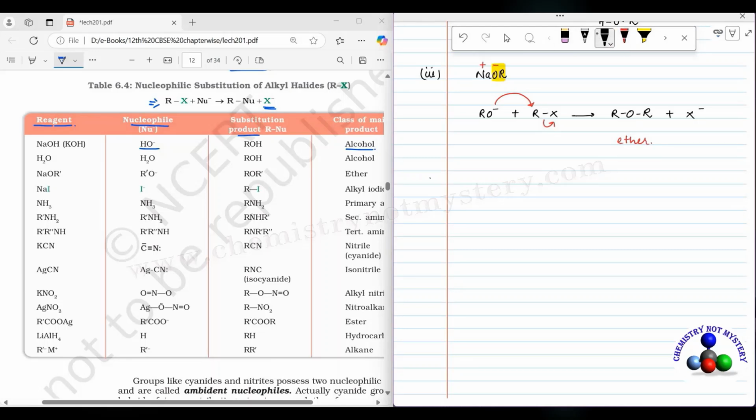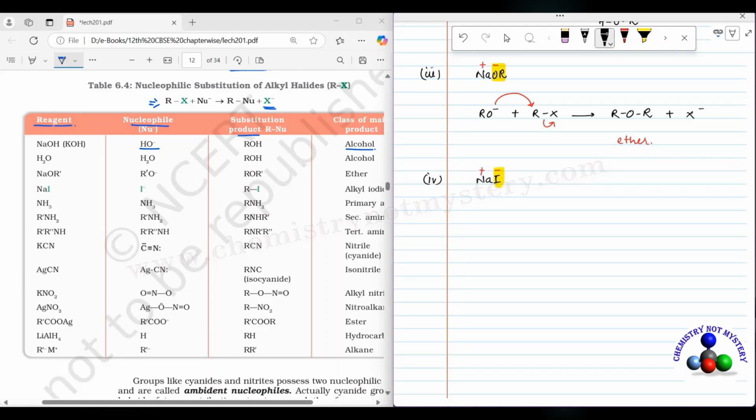Now come to the next reagent. The next reagent is NaI. This is NaI. Again sodium is first group element, that's why it is positively charged and iodine will carry negative charge. So here the I negative is the nucleophile.